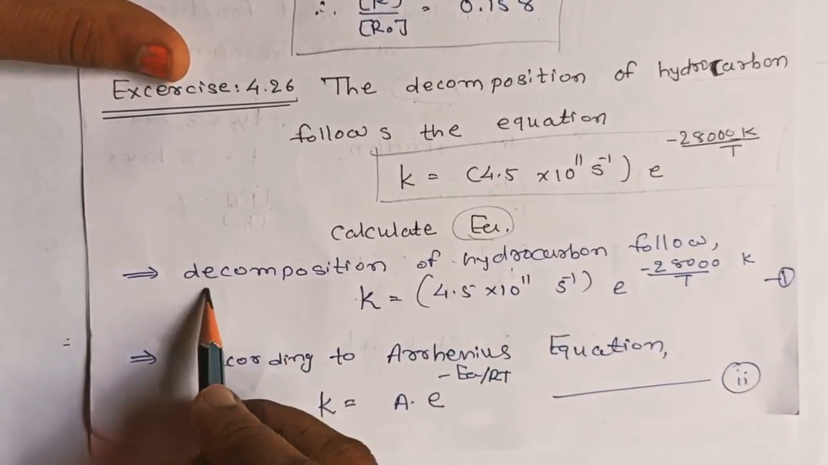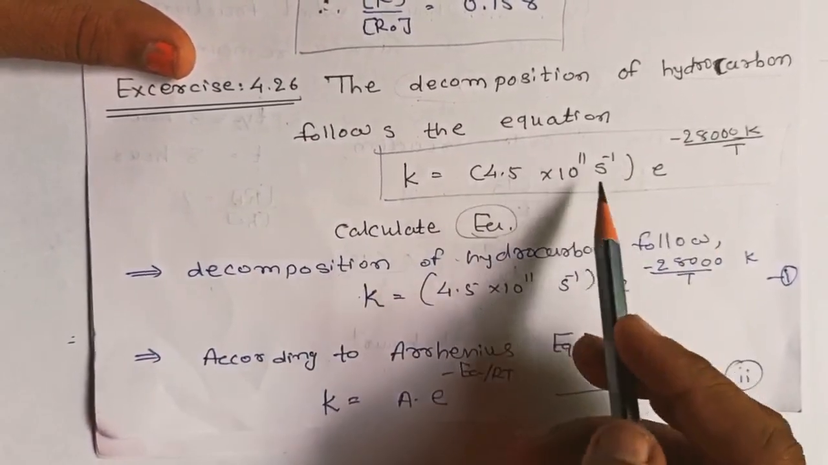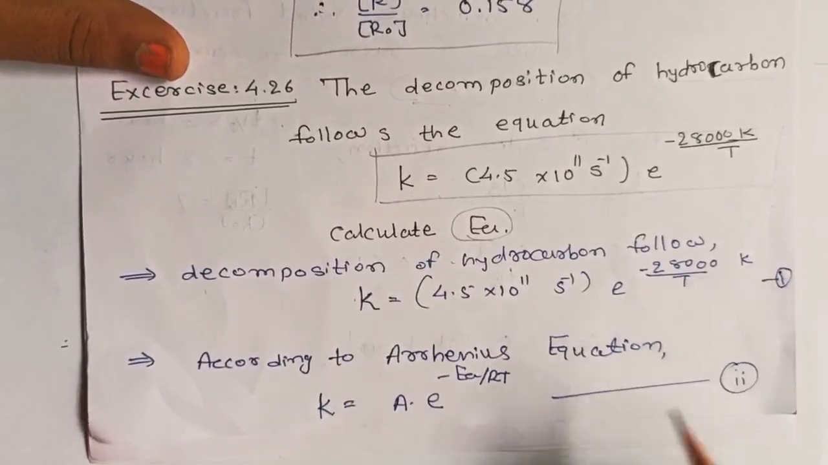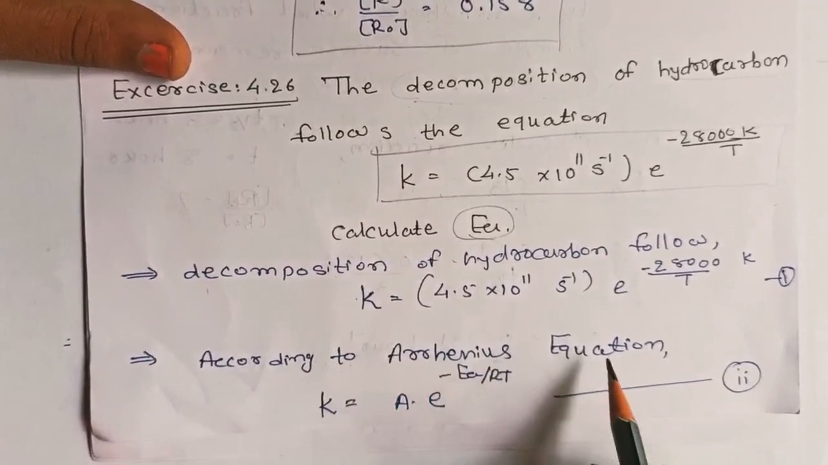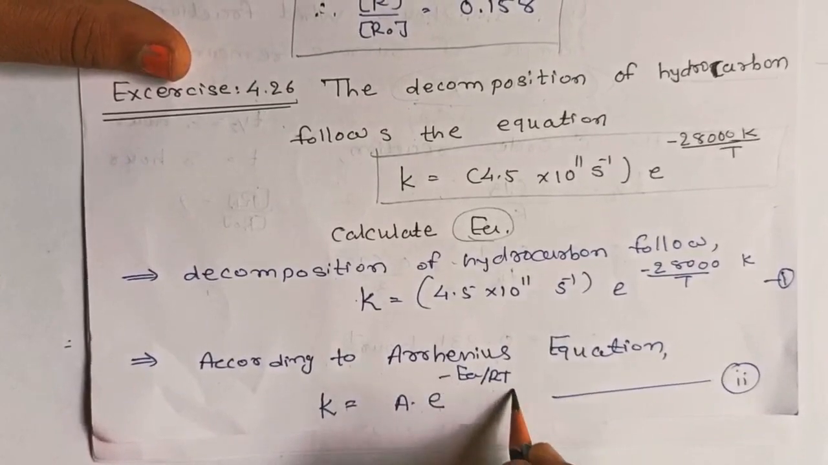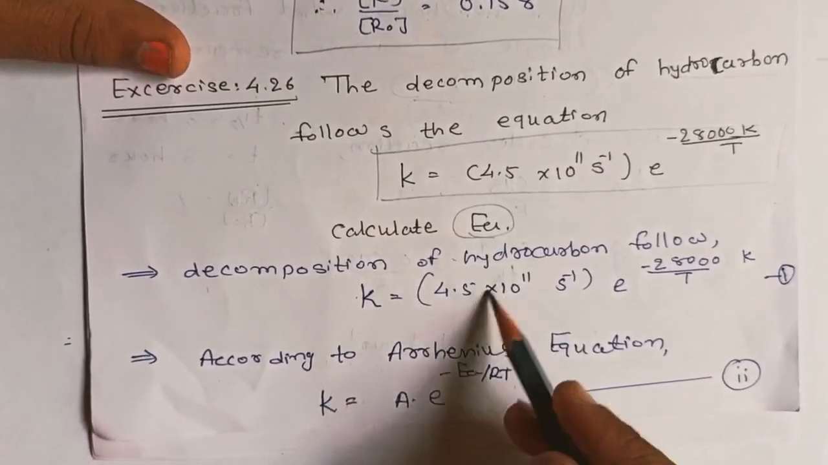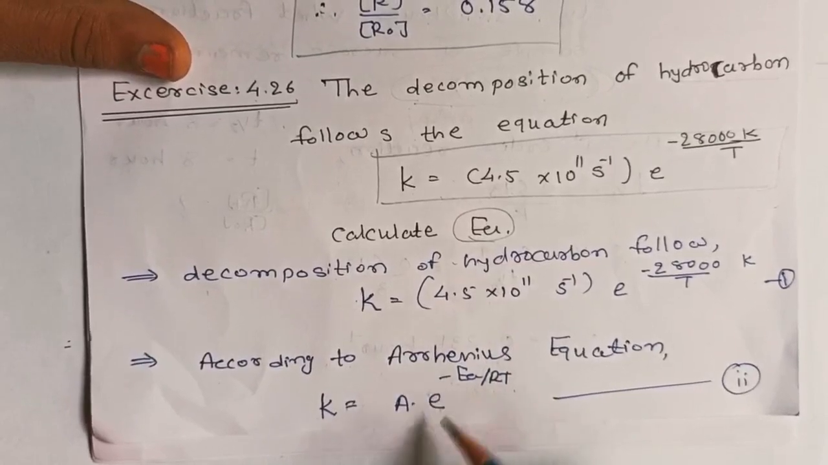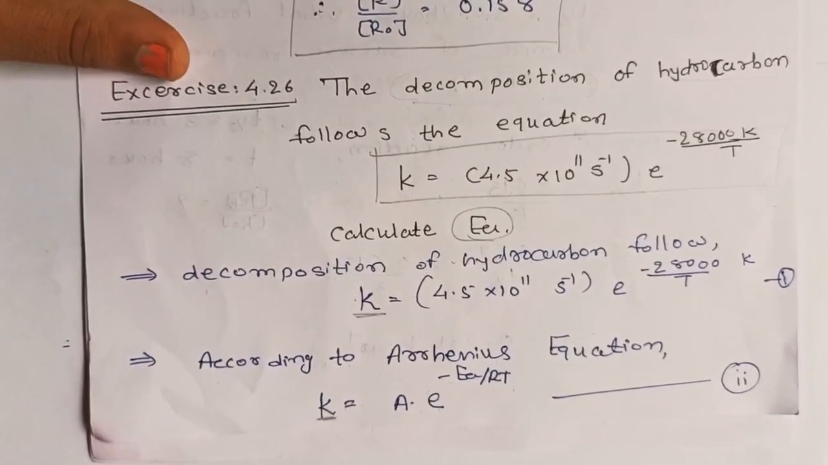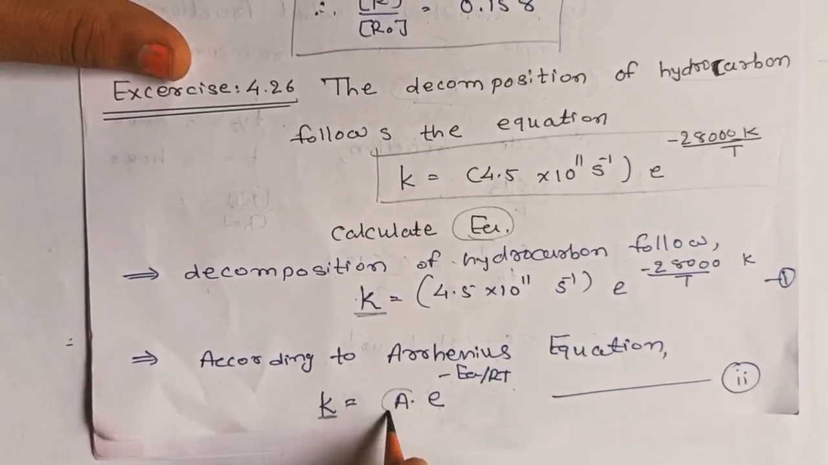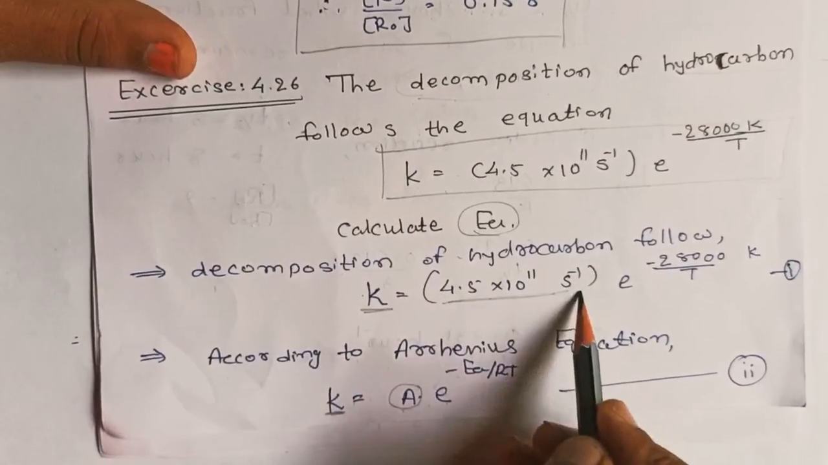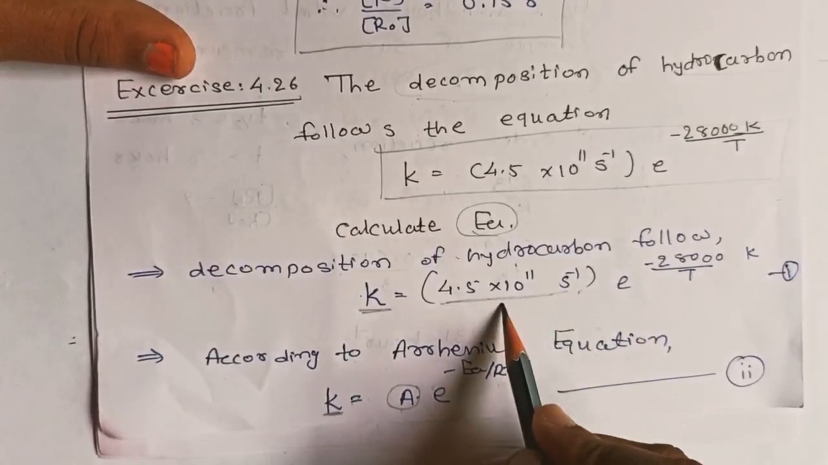So write the first decomposition of hydrocarbon, which is given by this formula. Write that formula and give it equation number 1. Now according to the Arrhenius equation, the formula will be K equal to A into e power minus EA by RT, right? If you compare those two terms, you get some similarity. That is the rate constant, and this one is also the rate constant. Here you can see the A in multiplication with e, and here also one term is in multiplication with e.